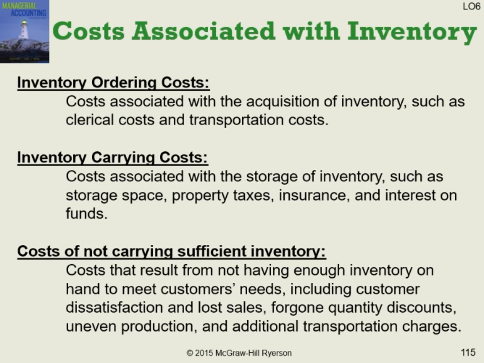So there are kind of those couple of different kinds of costs. The larger your orders, the more your ordering costs and the less your carrying costs. The smaller your orders, the smaller number of orders, but the larger size of orders would imply higher carrying costs and less ordering costs. There are also some shortage costs, and those are the costs of not having enough inventory.